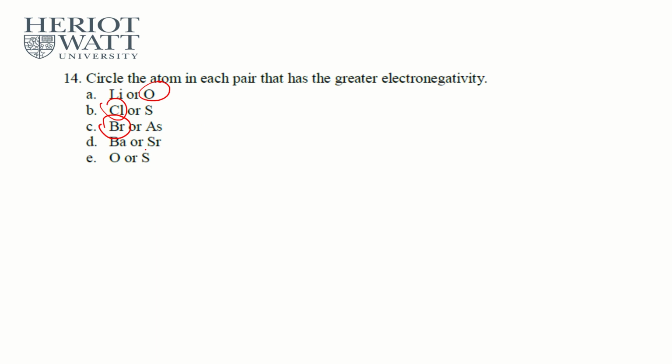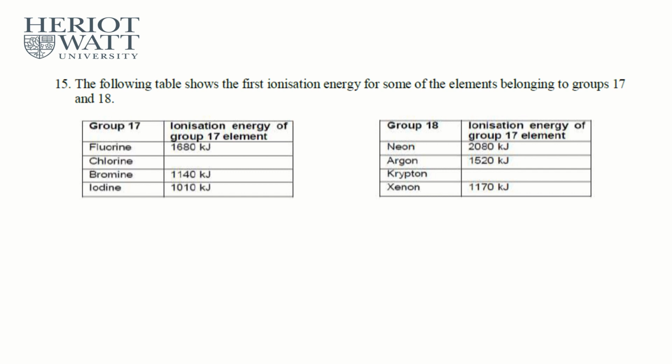Barium and strontium are in the same group. Going down the group, electronegativity decreases because of the higher shielding effect. So they want a greater one, so the answer is strontium. And oxygen and sulfur are in the same group. Oxygen should have a greater electronegativity due to a lower shielding effect, because they're in the same group, so the core charge will be the same.